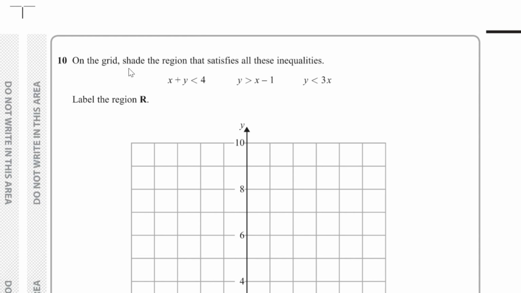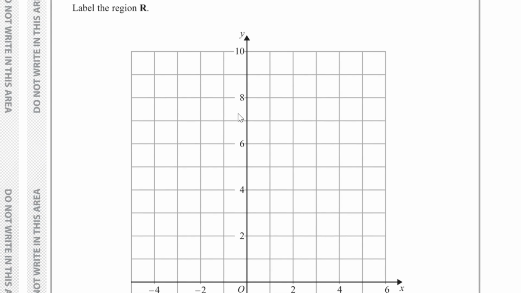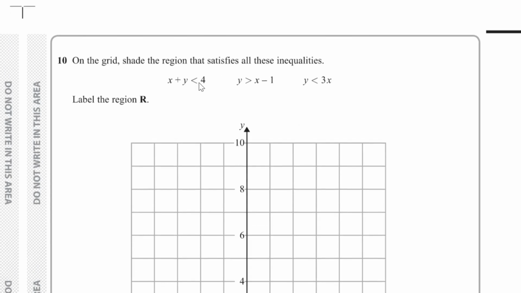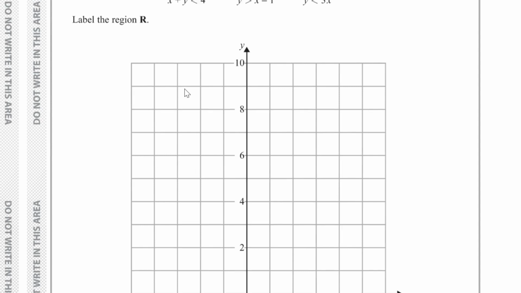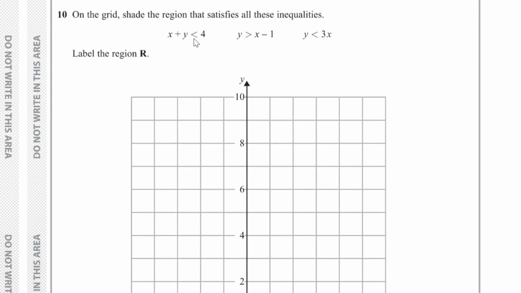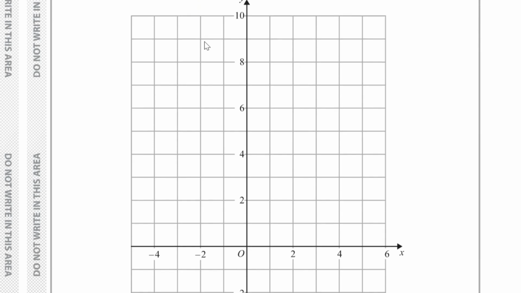Question number 10. On the grid, we have to shade the region that satisfies all these inequalities: x plus y less than 4, y greater than x minus 1, and y less than 3x. We have to label the region R. First of all, we need to make sure we use dotted lines because we have strict inequalities. We can begin by drawing the lines as though we had an equal sign. So here we've got x plus y equaling 4.